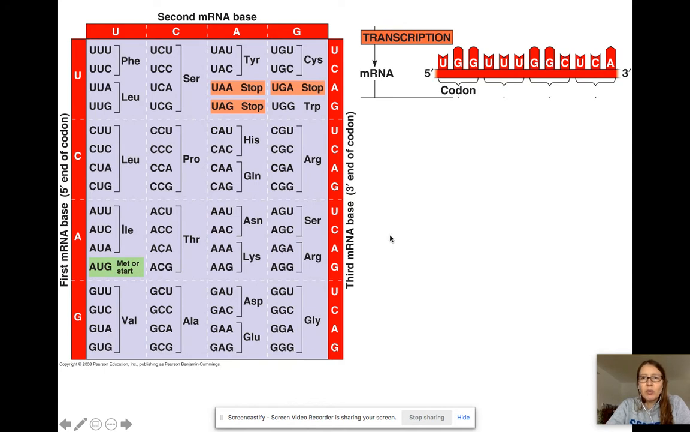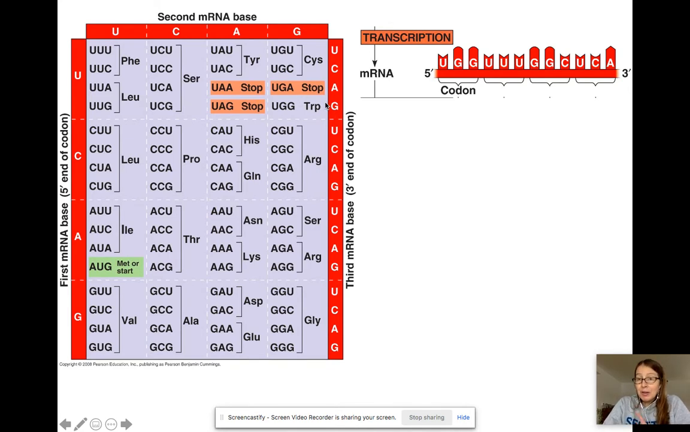So 1, 2, 3. Okay, so let's look at UGG. We already know that it's tryptophan, but let's make sure that that looks right on the table. U is this first one here, so we know it's going to be in this larger row for U. The next letter is G, so I'm going to go all the way to the column of G. We know it's going to be one of these four, and then the final one is the G, so it goes right here. Okay, so UGG gives us tryptophan.